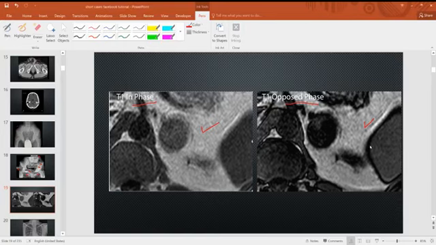Okay, it is the Indian ink artifact. Very good. It is the Indian ink artifact, and we see a black line between the fat and the muscle. This is the Indian ink artifact. Very good.